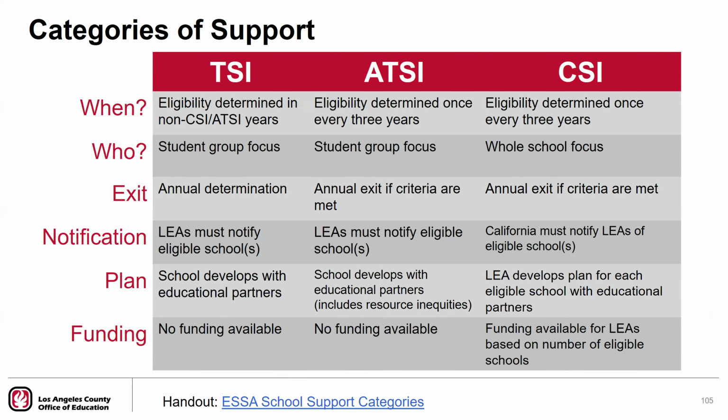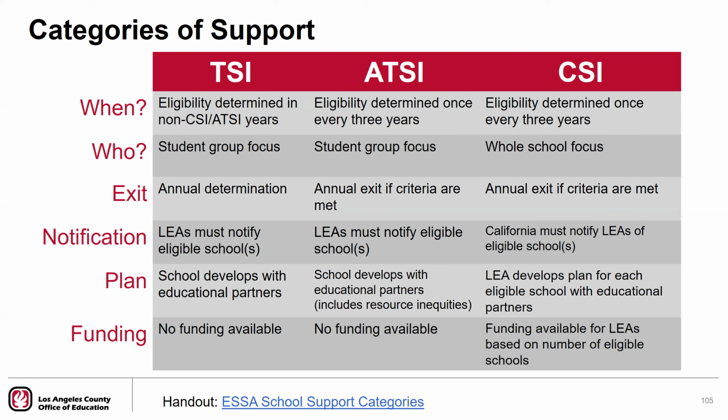To visually represent the similarities and differences in CSI, ATSI, and TSI, this chart provides clarification using these subheadings: when, who, exit, notification, plan, and funding. Specific to TSI, eligibility is determined in non-CSI, ATSI years. There's a student group focus.